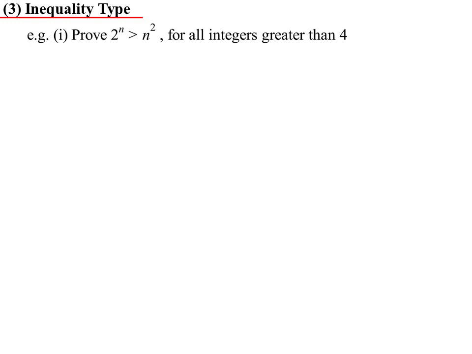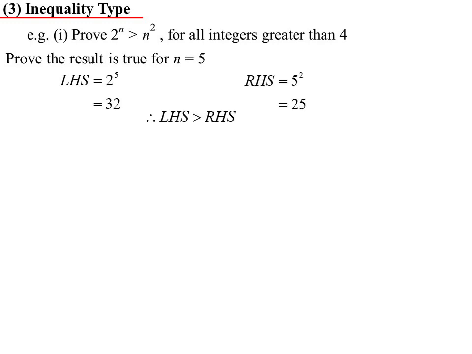So we're going to prove 2 to the power of n is greater than n squared. You see, we don't tend to see these in extension 1, but of course in our proof topic we've dealt with inequalities. So we do see these ones in extension 2. Well, the first integer greater than 4 is 5. So I want to prove the result is true for n equals 5. Well, the left-hand side is 32, the right-hand side is 25. Yeah, 32 is certainly bigger than 25.